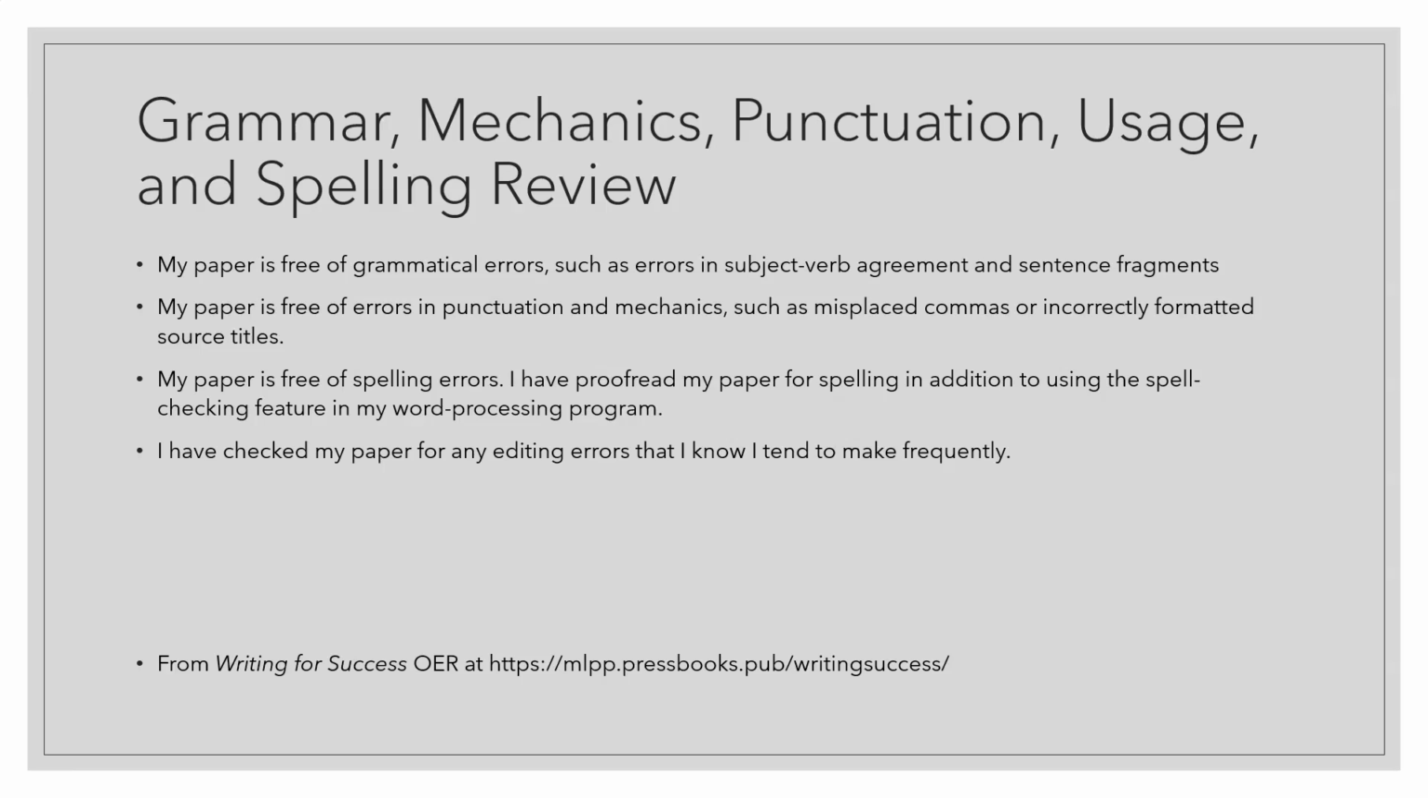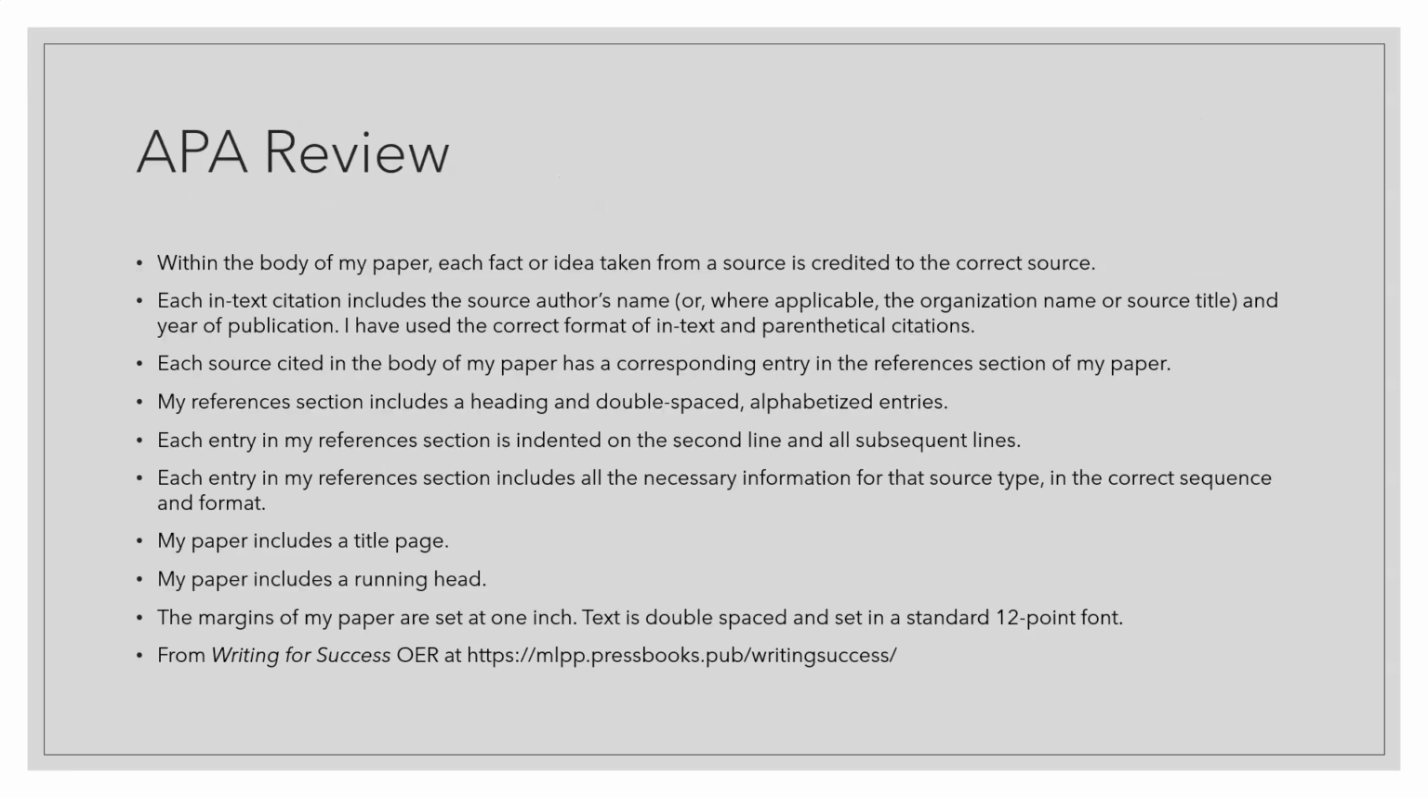I want to make sure that I check my paper for any editing errors that I know I personally tend to make frequently. So if you know from the revising academic writing assignment that we did that your particular weakness is apostrophes or your particular weakness is commas, make sure that you go back and you look specifically for those things, okay, so that you catch any kind of issue.